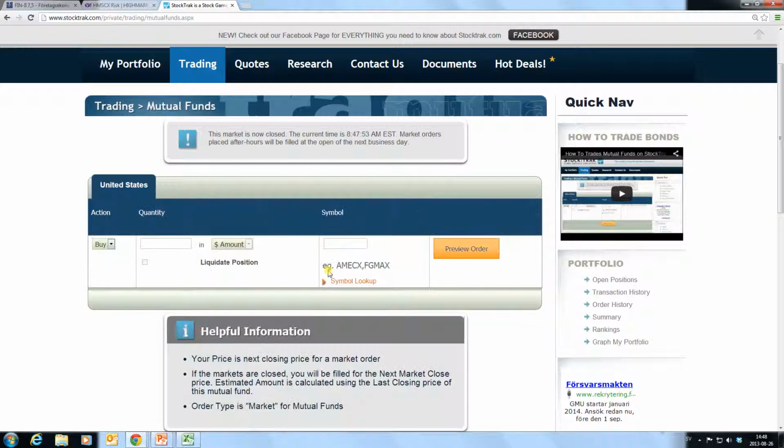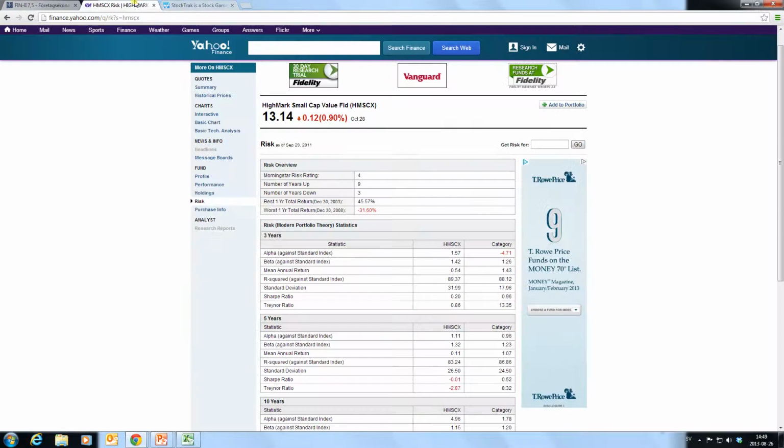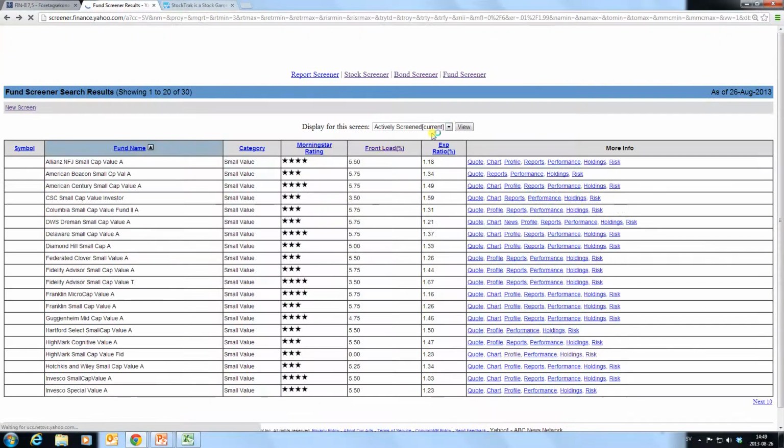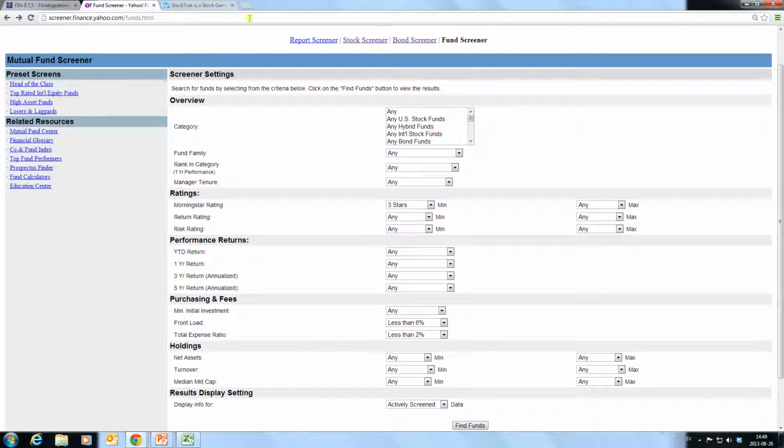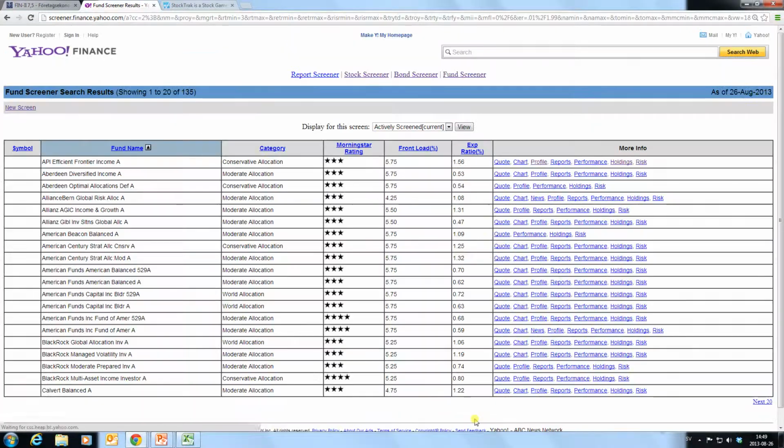Now I'm actually going to buy one more fund here, just to show you that the asset allocation might differ from different funds. So we go back to this screener here. I'm going to keep the same settings, except I'm going to invest in a hybrid fund now. Okay, so I'm going to look at find funds, and then I'm going to just look at the first one.